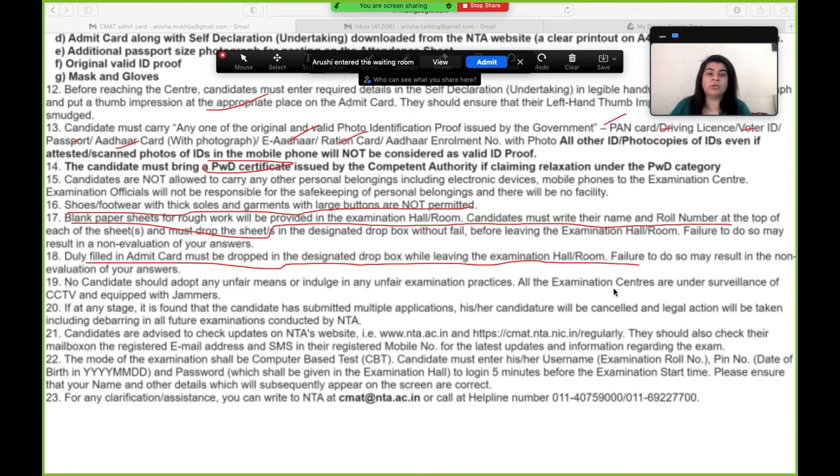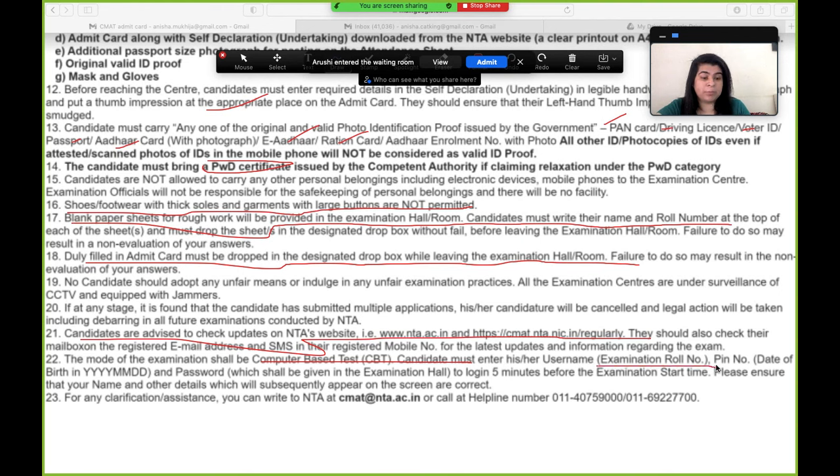That's, I think, very, very obvious and important. You cannot be cheating out there. It's very essential to take care of that. Okay. The candidates are advised to check updates on the NTA's website regularly for any changes, anything that comes in place. Okay. The mode of the examination shall be computer-based test.